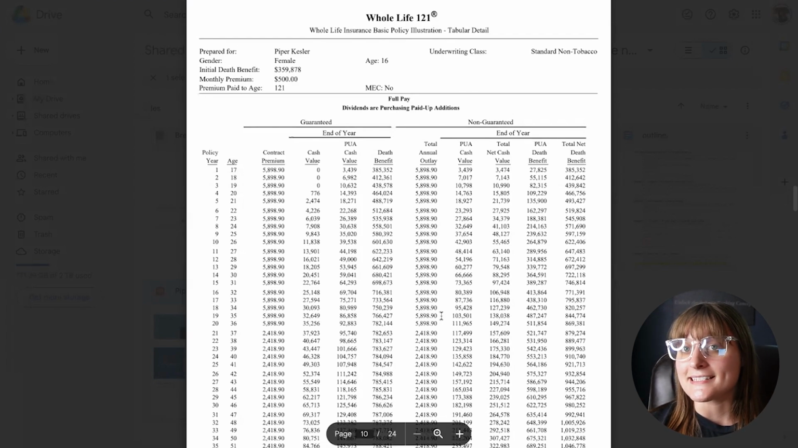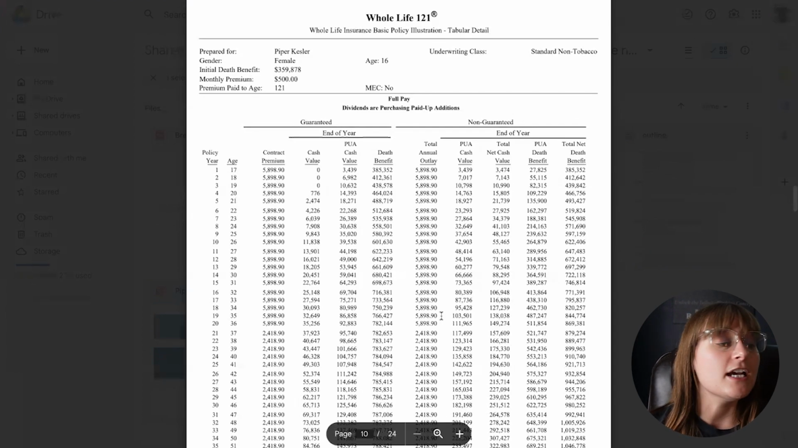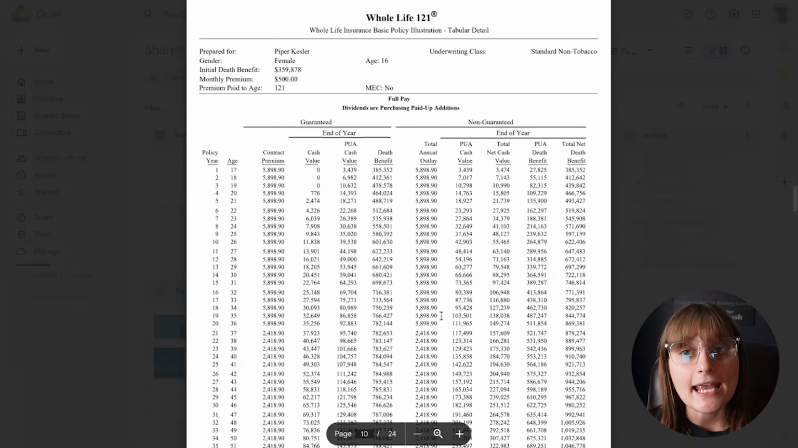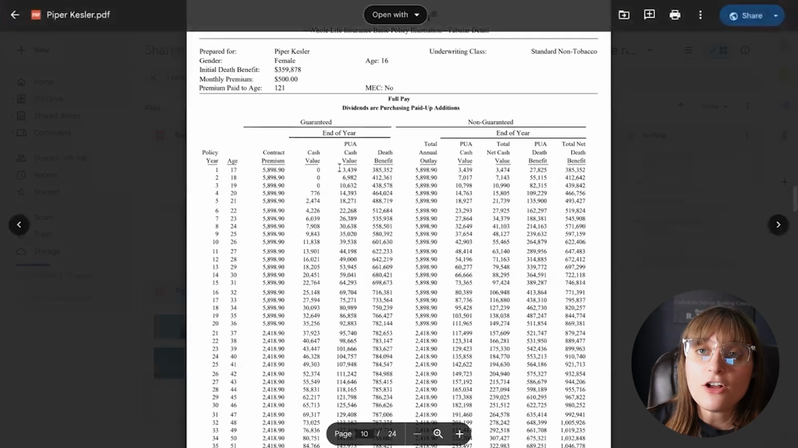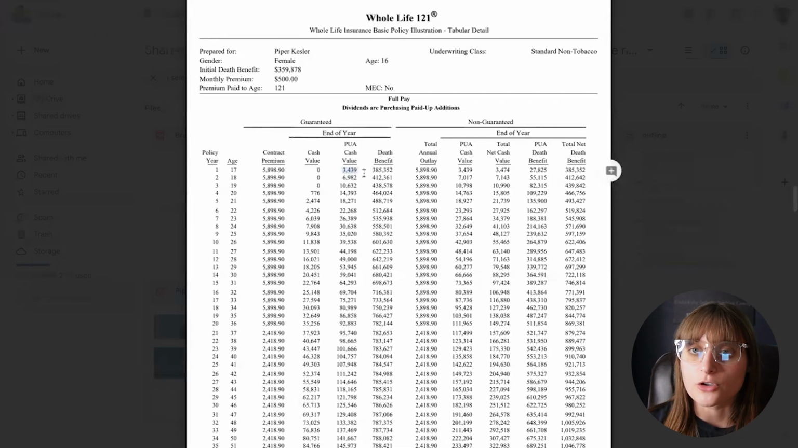So how did I design Piper's policy? Well, I designed her policy 40% to the base and 60% to those paid up addition riders. And you can see here, it's the same premium, $500 a month or $6,000 a year. Just that different design. Year 1, she's got a cash value of $3,400.